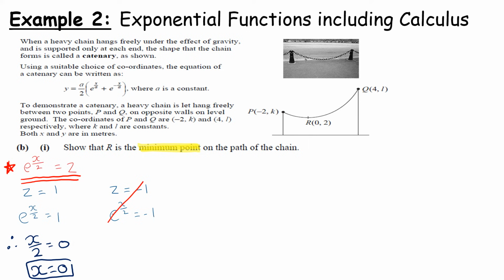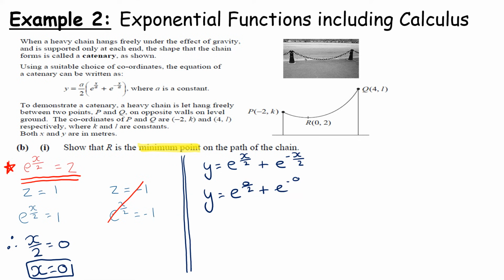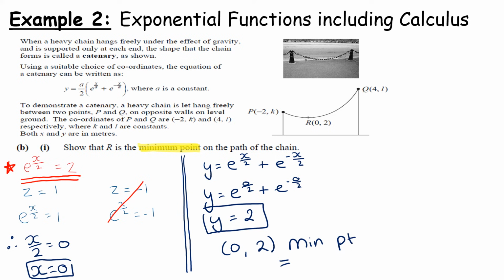I now go back to my y. So y equals, we had e to the power of x over 2 plus e to the power of minus x over 2. I'm going to find y when x is 0. So e to the power of 0 over 2 plus e to the power of minus 0 over 2, which gives me y equals 2, which gives me the point (0, 2) as the minimum point, which is what we were asked to do.